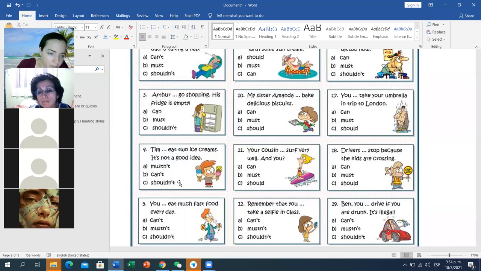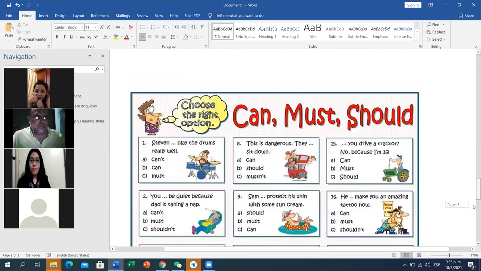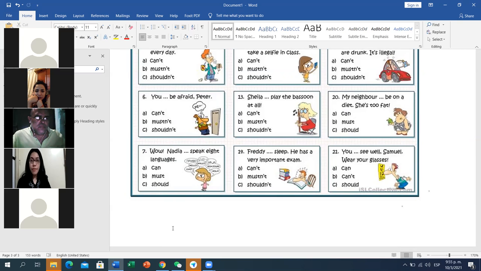The next one, please. Marcela, creo que es, ¿no? Yes, go ahead, Marcela. Five, yes. You shouldn't eat much fast food every day. Excellent, very good. You shouldn't eat much fast food every day. No deberías comer tanta comida rápida every day. Excellent. Tania, continue, please. Six. You shouldn't be afraid, Peter. You shouldn't be afraid. Excellent.